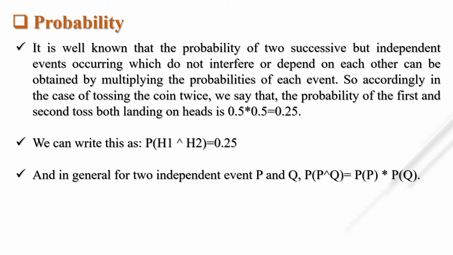When we toss and say that both are landing on the head, then there is a probability of 0.5 for the first event and 0.5 for the second event, and the total probability of landing on head both times is 0.25. So it can be written as probability of H1 and H2 equal to 0.25, and in general for two independent events, suppose P and Q, it is written as probability of P and Q equal to probability of P into probability of Q.